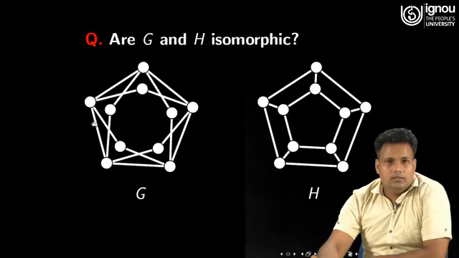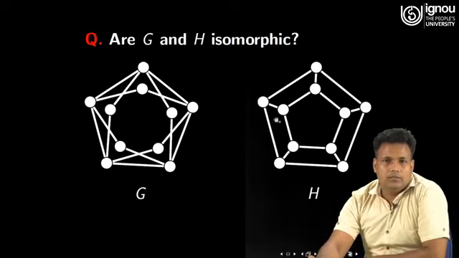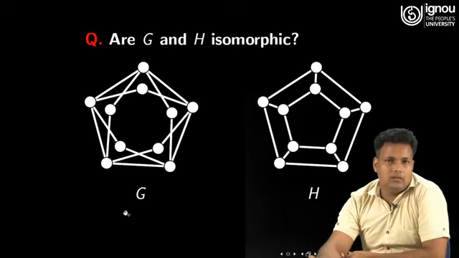This is an induced subgraph of G and this is an induced subgraph of H. This subgraph is regular of degree 3. All the vertices have degree 3 here, but here it is not regular. You can see that there are vertices of degree 4 as well as vertices of degree 2. So this is also one way to show that G and H are not isomorphic.